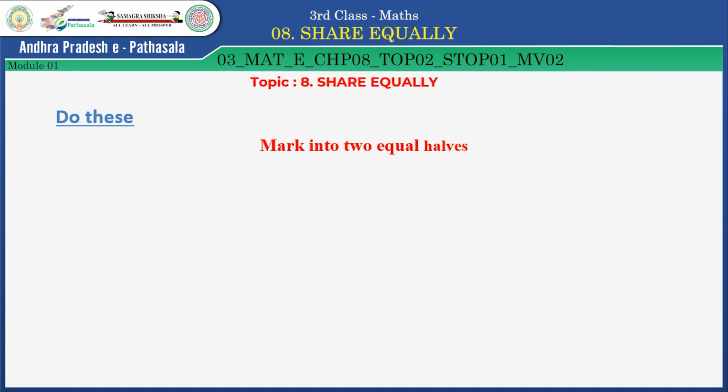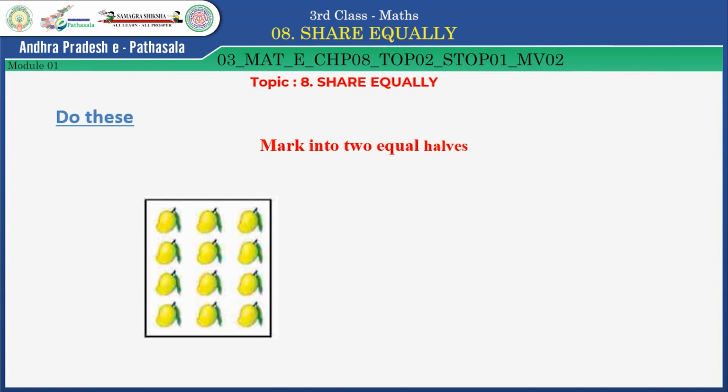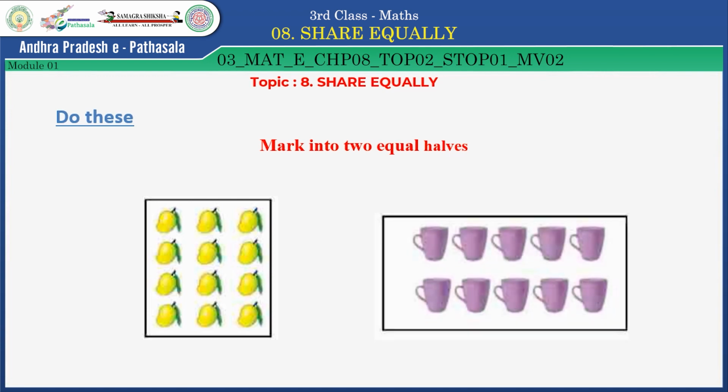Now again do this. Mark into 2 equal halves. The first box contains 12 mangoes. The second box contains 10 cups. Now 12 mangoes separate into two equal parts. That's correct. They are equally separated. In the second box, there are 10 cups. Now we separate them into two equal parts. That's correct. They are equally separated.